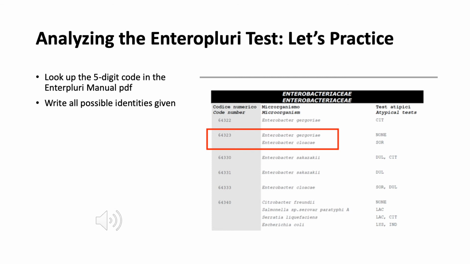And sometimes there's more than one possibility. So you would write down all the possible identities given for your microbe.